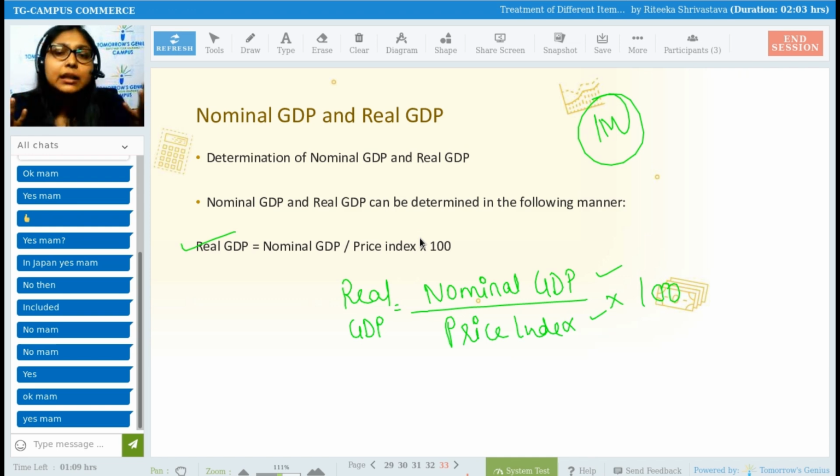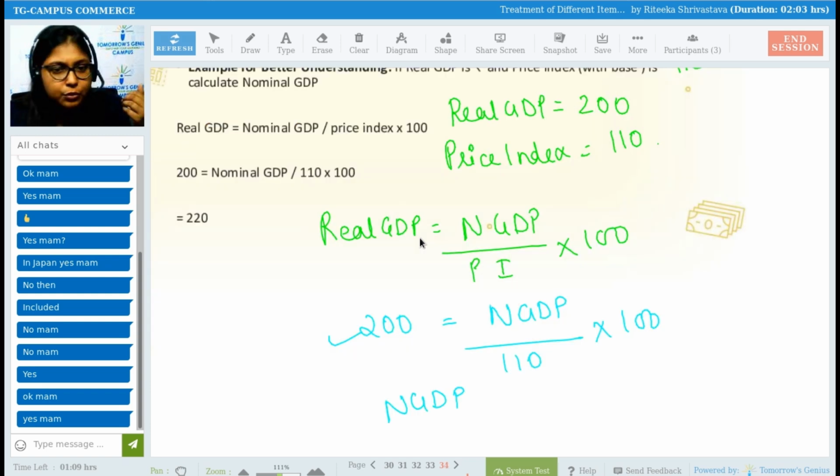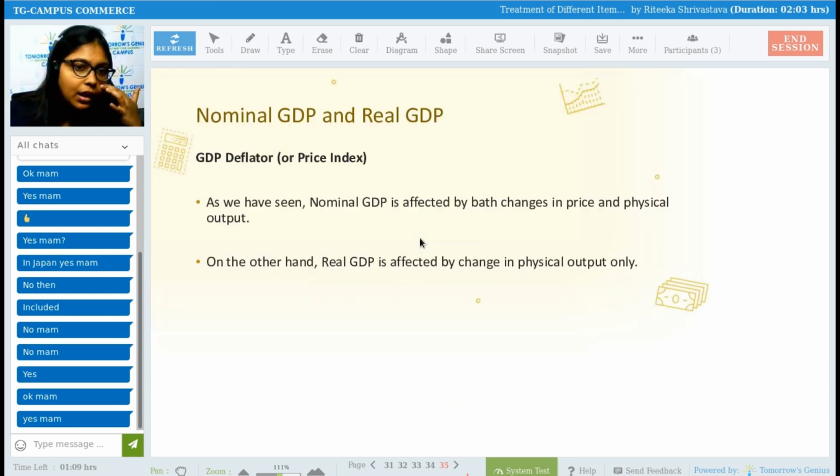At times they will ask for nominal GDP. Three possible questions can be framed from here. They might ask you to find out nominal GDP, they might ask you to find out price index, or they might ask you to find out real GDP. All three possibilities are there for 1 mark, not more than that.